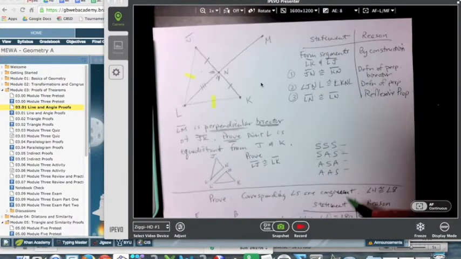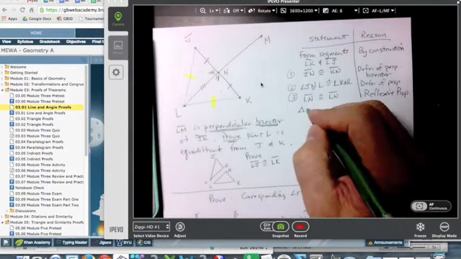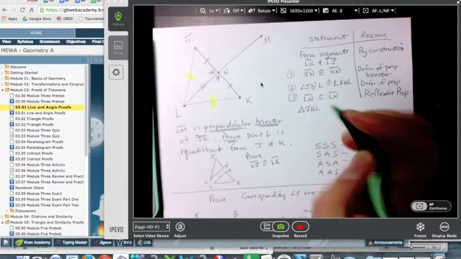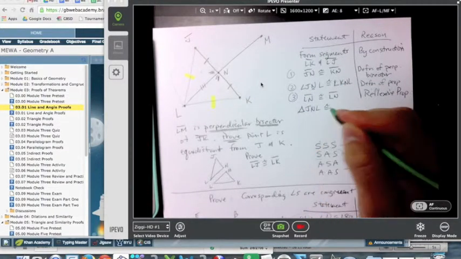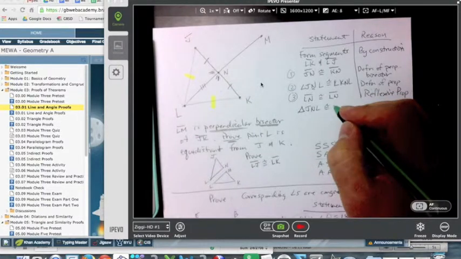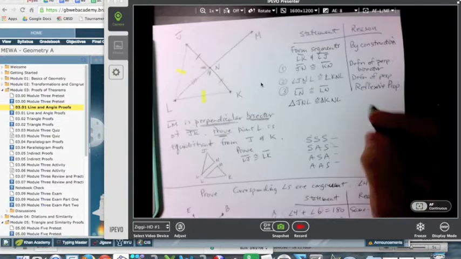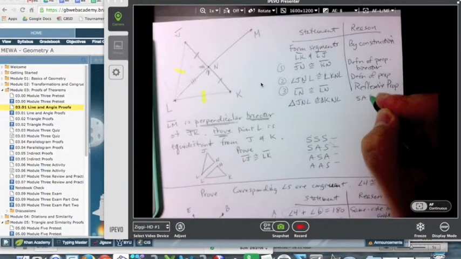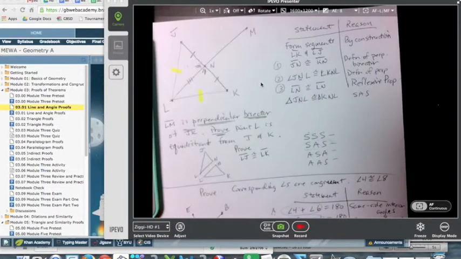Now we have 3 pieces. We can now say our triangle JNL, notice it's a full triangle now, not just the angle, is congruent to triangle KNL. And I forgot my triangle symbol in there. And that's by SAS. Side, angle, side. And they're adjacent to each other, so that works for me.